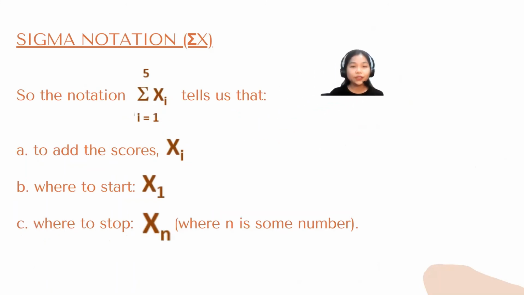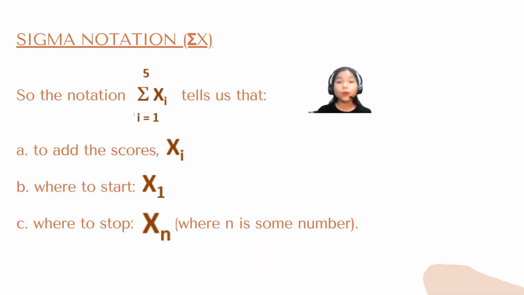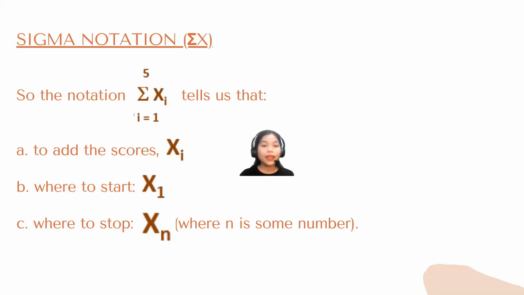So the notation, summation of xi from i equals 1 to n, where n is 5, tells us that we need to add the scores or the weights. That's the xi. Where to start adding? From x1, because i starts with 1. And where to stop adding? It's xn, where n is some number. For this case, n is equal to 5, so we need to keep adding until x5.